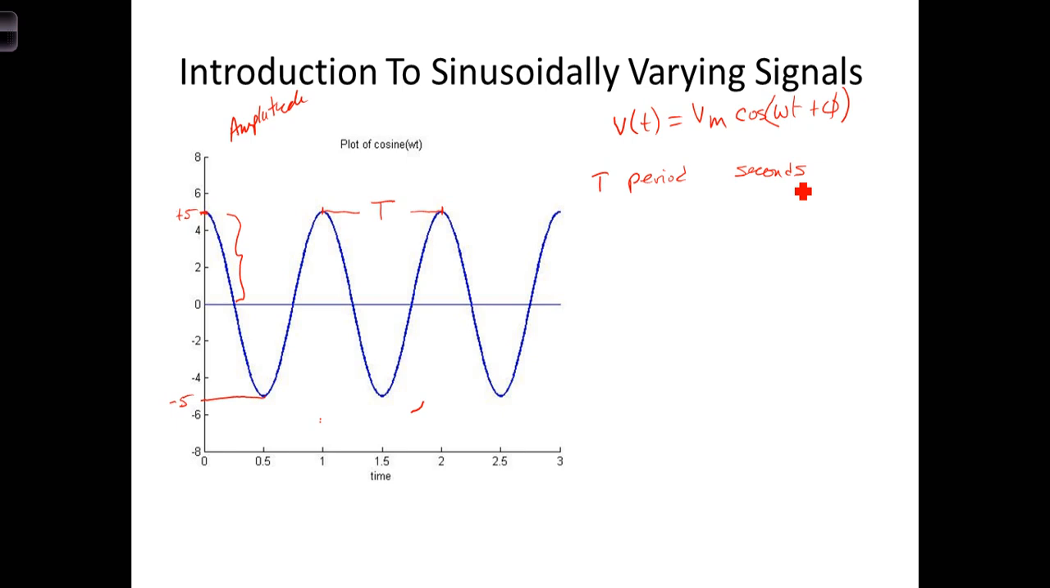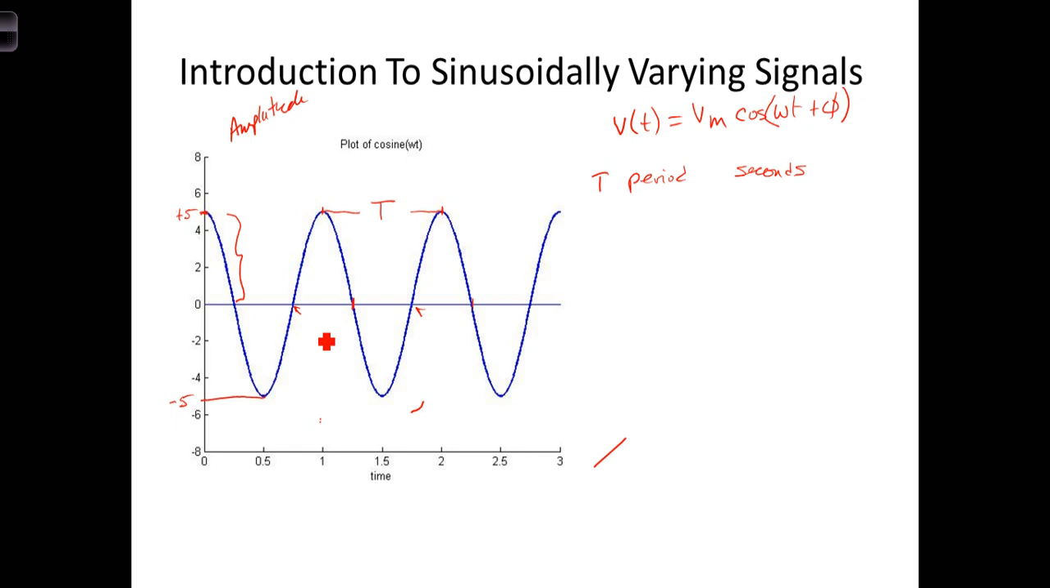So from peak to peak is T, from negative going zero crossing to negative going zero crossing, that's another interval of T seconds. Or we could talk about from positive going zero crossing to positive going zero crossing. Again, that would represent one period.